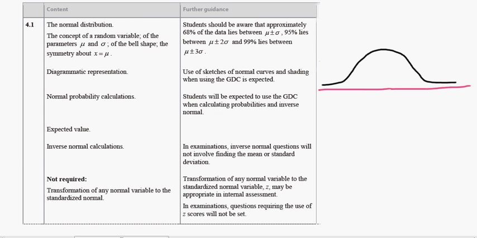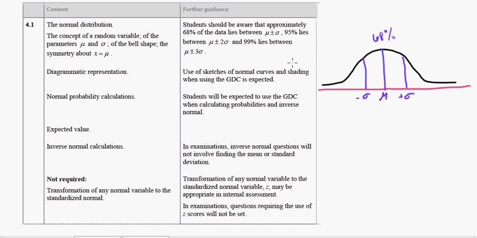Okay, so normal distribution. Normal distribution is basically what we would normally refer to as a bell curve. This is what the IB syllabus says they want you to know. Students should be aware that approximately 68% of the data lies within one standard deviation of the mean. That M there is the mean. So the mean goes in the middle right here, and it's the Greek mu. Then this would be plus one standard deviation here, and this would be minus one standard deviation here. They're basically saying that this is about 68% of the data. It's the area under the curve.